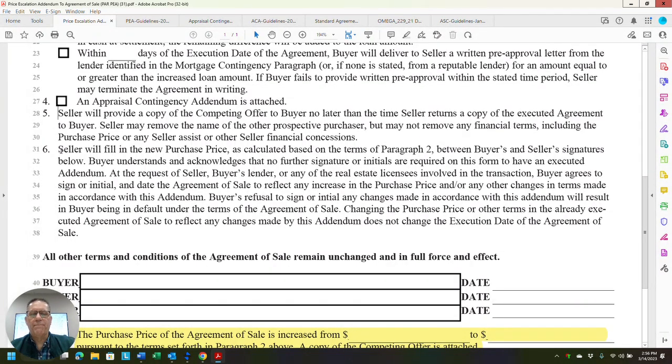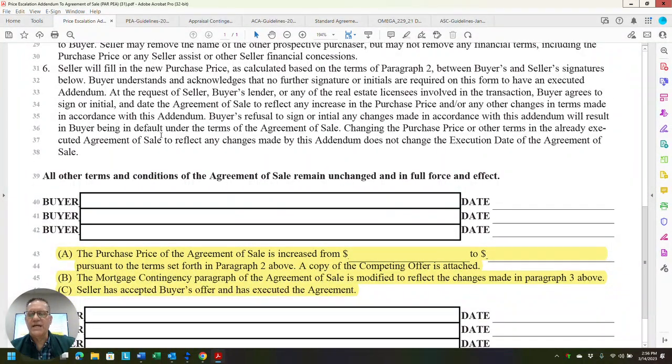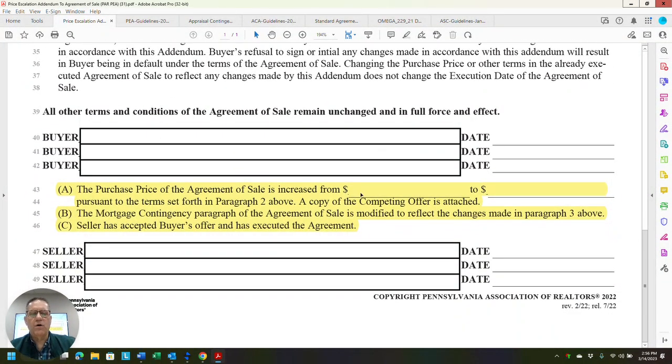If the seller accepts that and does that calculation, they're going to come down here and fill in the purchase price from your agreement in this blank, $200,000, and then the new price based on the escalation of the net purchase price, which is now $206,000. They're going to fill those two numbers in. Keep in mind, this area here was already pre-signed by your buyer when you submitted the offer.